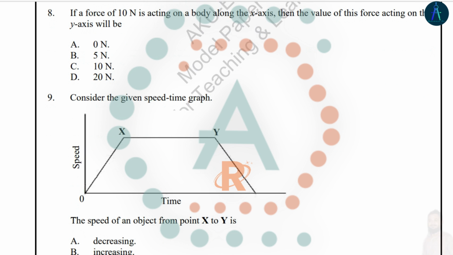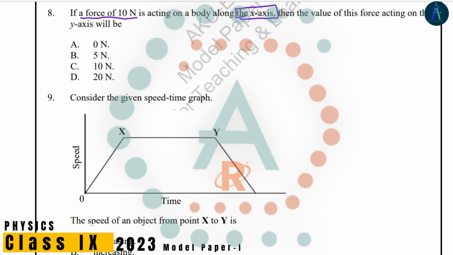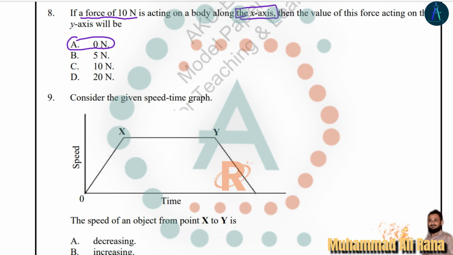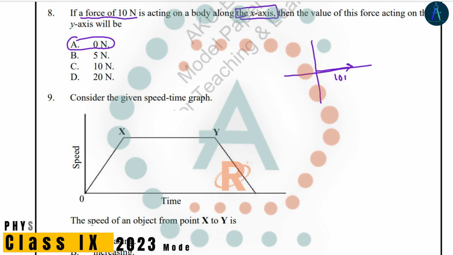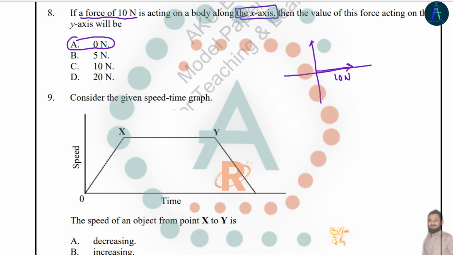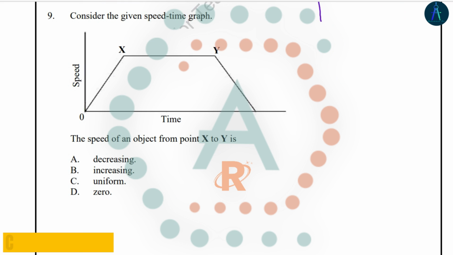Now let's see question 8. If a force of 10 Newton is acting on a body along x-axis, the value of this force acting on the y-axis will be 0 Newton. How is the answer 0? Because this force is wholly acting along the x-axis, so there is no component of the force in the direction of the y-axis. So we can say that the vertical component of the force in this case is 0.